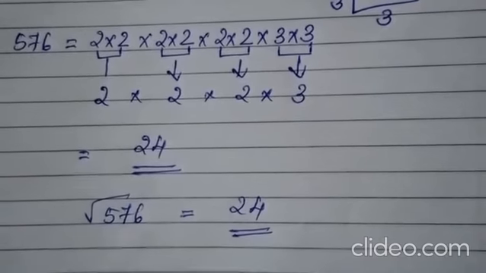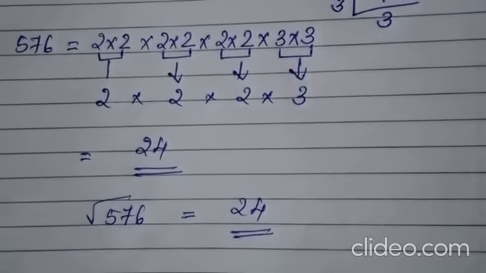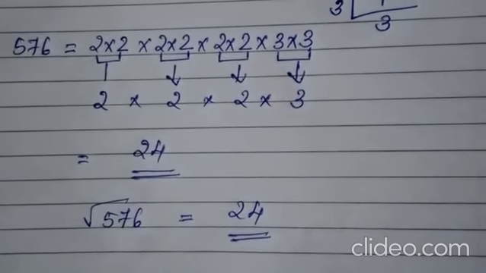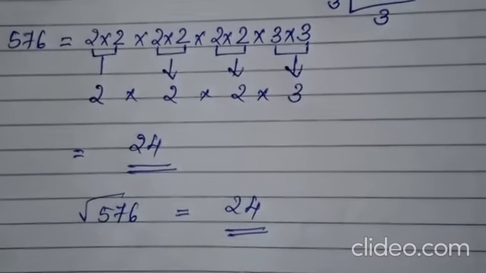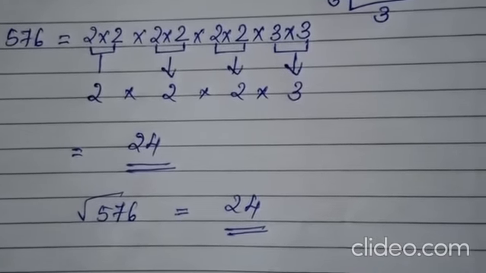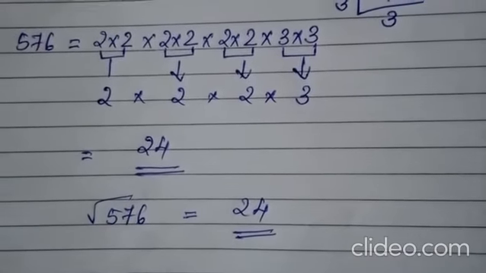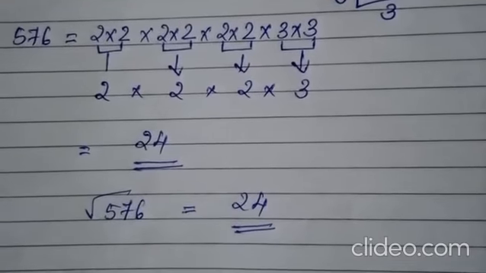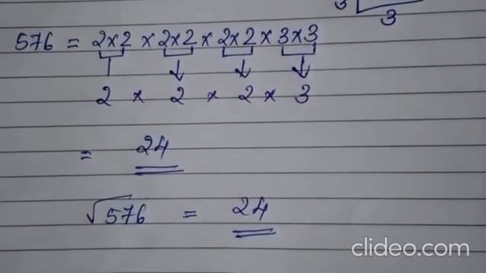First, what we will do? Express the given number as the product of prime factors. First, we should do prime factorization. Then, make the pairs of similar factors. Then, at last, find their product. Understood? In this way, we are finding square root.